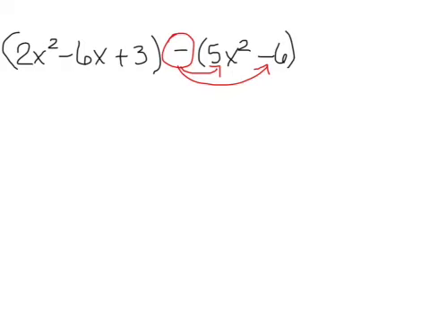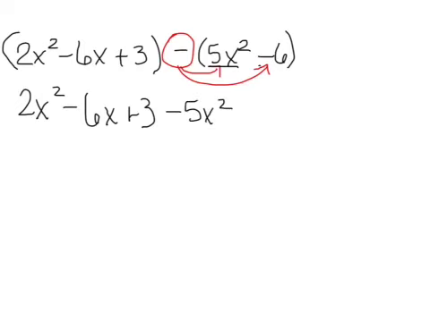So again, our first polynomial is not going to change at all, so we can just write 2x squared minus 6x plus 3. Now when we distribute the negative sign here, this changes the sign of our positive 5x squared to negative 5x squared, and changes the sign of our negative 6 to positive 6. Now we can move forward with combining like terms.